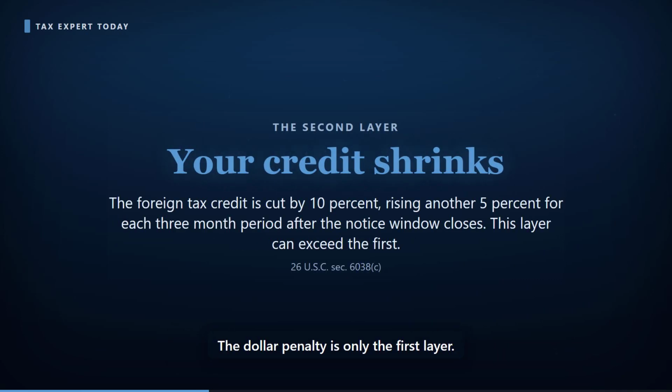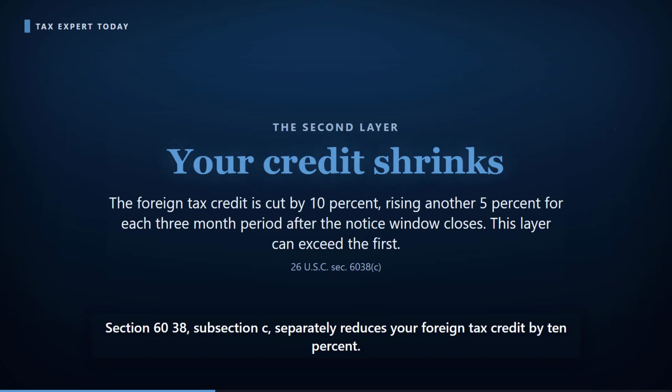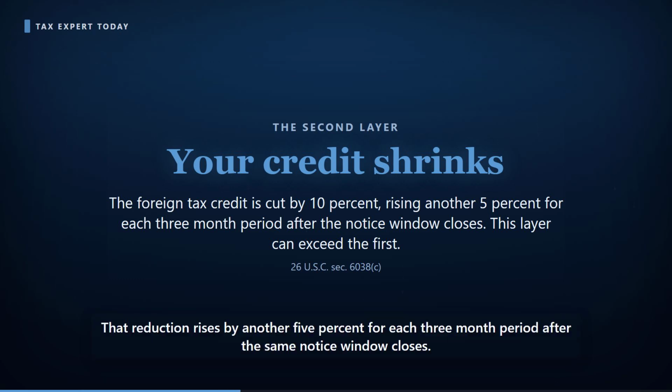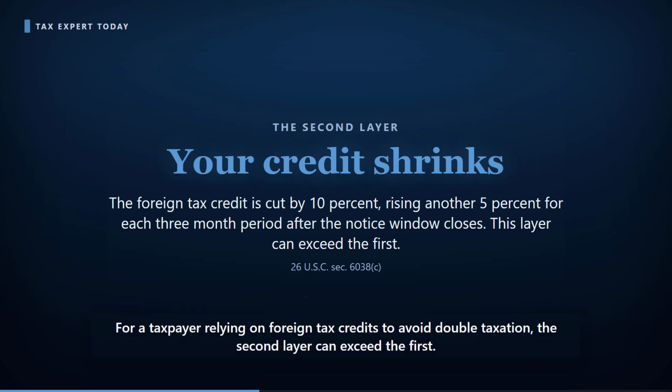The dollar penalty is only the first layer. Section 6038(c) separately reduces your foreign tax credit by 10%. That reduction rises by another 5% for each 3-month period after the same notice window closes. For a taxpayer relying on foreign tax credits to avoid double taxation, the second layer can exceed the first.